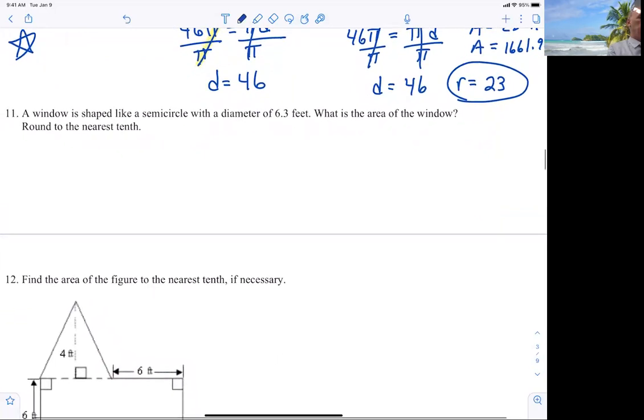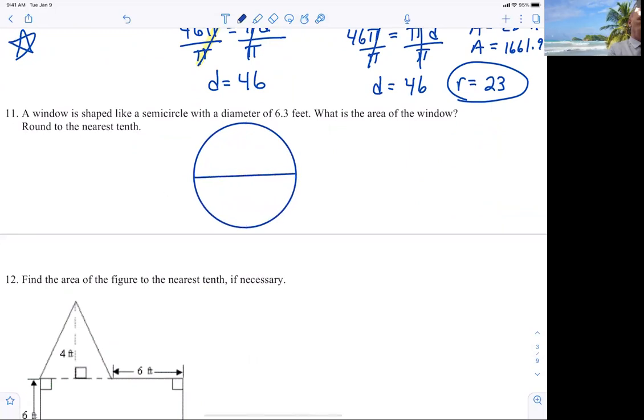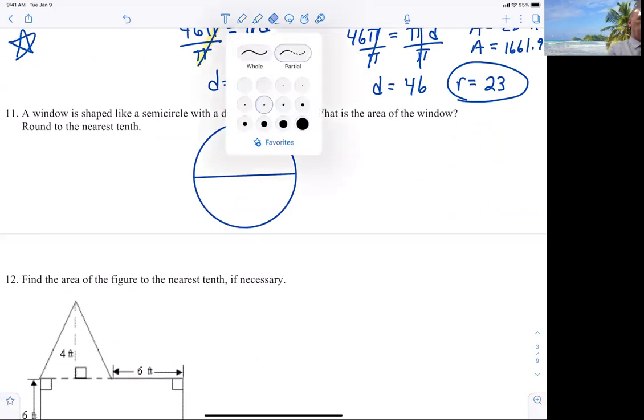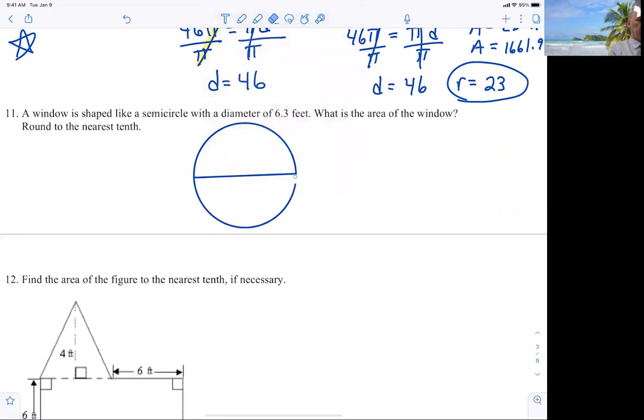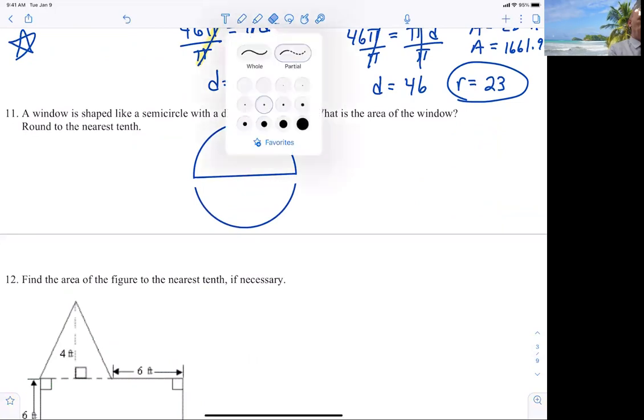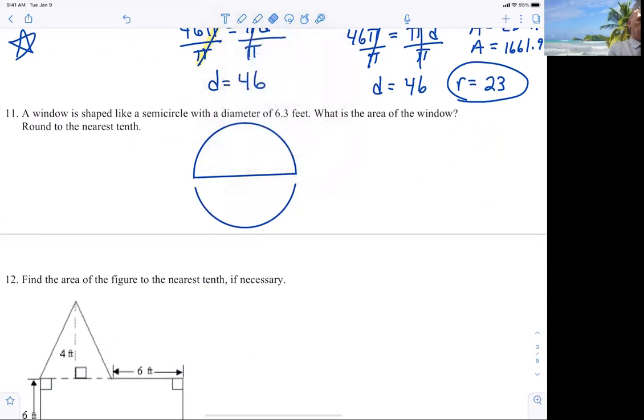All right, so first we want to draw a semicircle. Oh, I know what we can do. Watch what you can do. Draw a whole circle, and then draw directly across. And then take your eraser, partially erase this. And there you have it. And the diameter is 6.3.